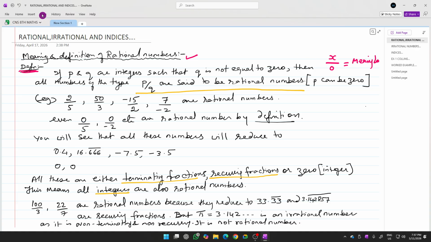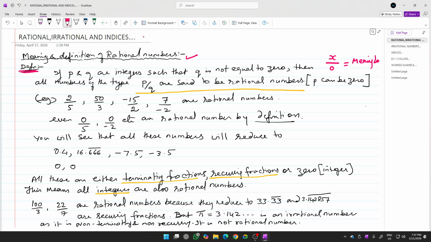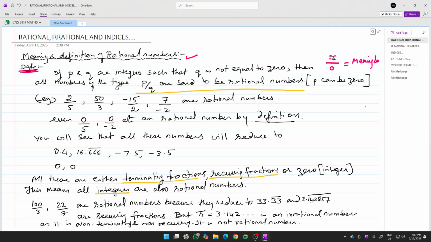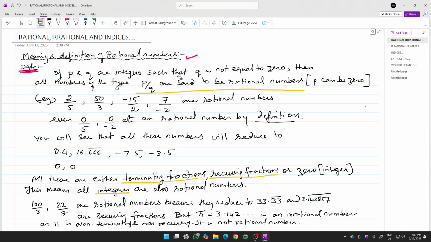It is not defined only in mathematics. And that is why any number of the form P by Q, where P and Q are integers, but then Q should not be equal to 0, right? And if Q is equal to 0, then it will not be a rational number, right? It will not be any number. It will be meaningless. So if P and Q are integers such that Q is not equal to 0, then all numbers of the type P divided by Q are said to be rational numbers, and P can be 0.